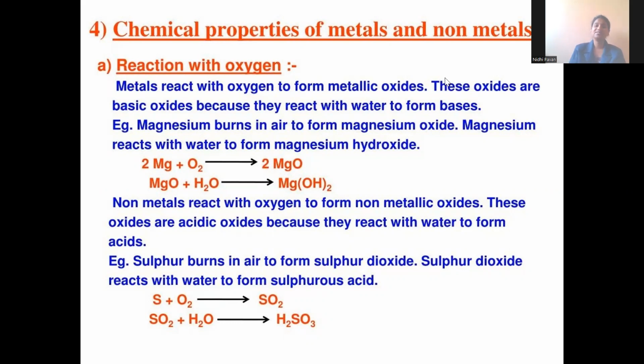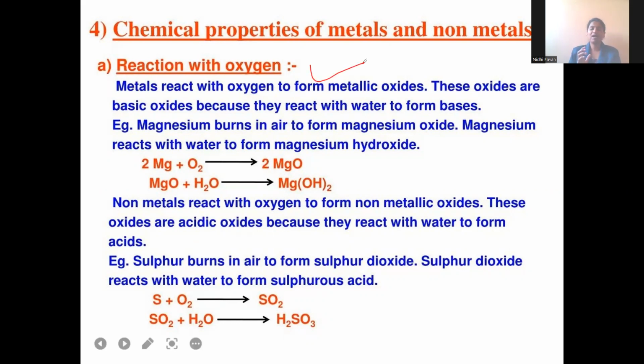In the last session, we discussed the physical properties of metals and non-metals. Today, we are going to deal with the chemical properties, chemically how the metals and non-metals react with other substances. So let us look at this. The first one is reaction with oxygen.